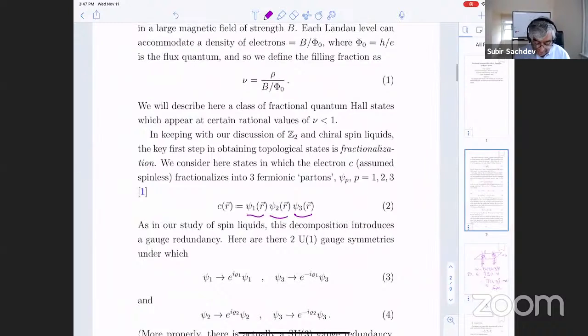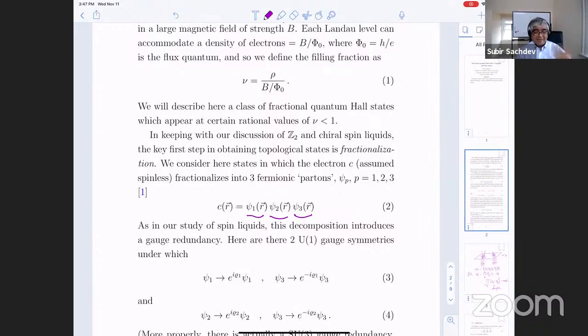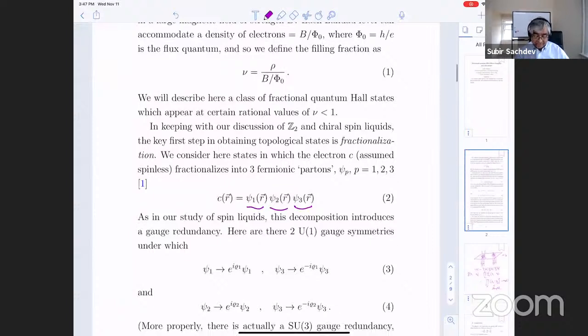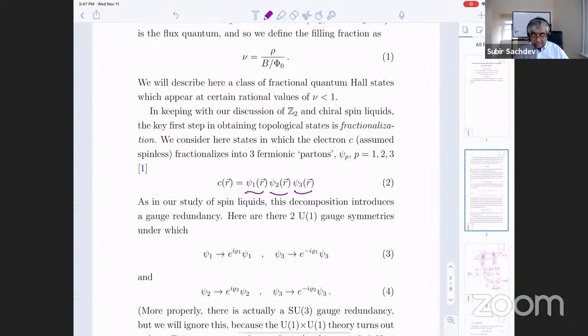Here's a little bit more. Now let's do this more formally. So we take our electron and we split it into three partons. Okay, now we are gauge theorists, so every time we do a decomposition, there's a gauge field that has to come about. So the moment I do this, I now have a redundancy. And I have two redundancies, one redundancy here and one redundancy here.